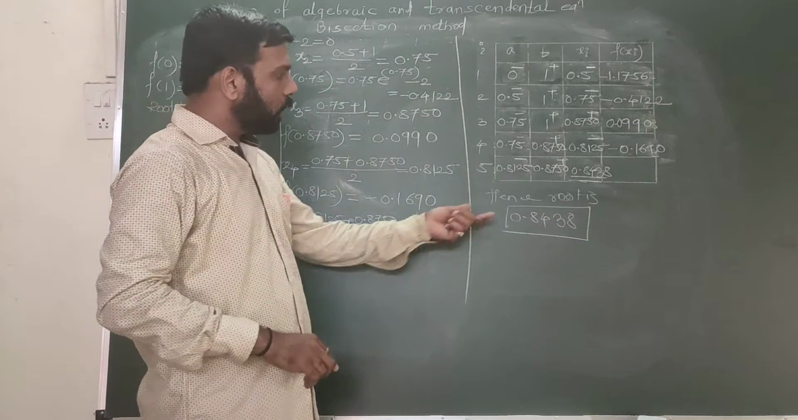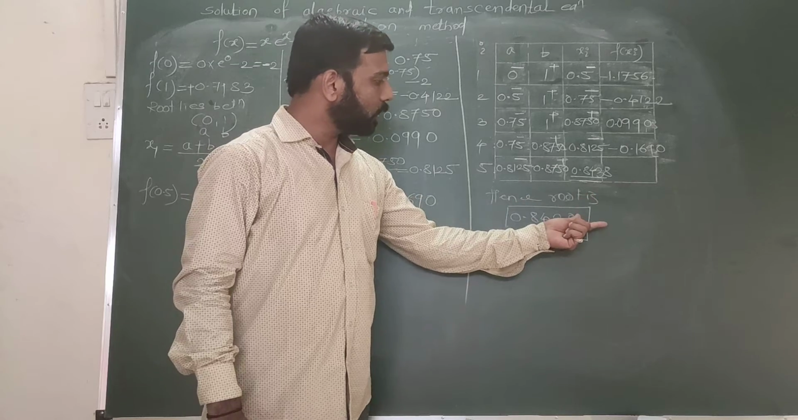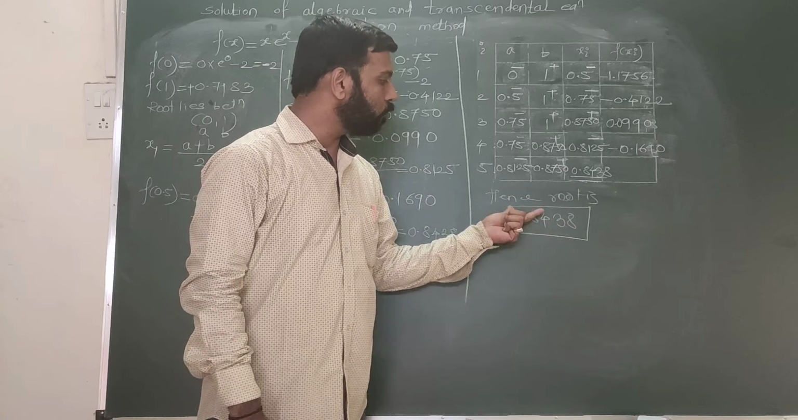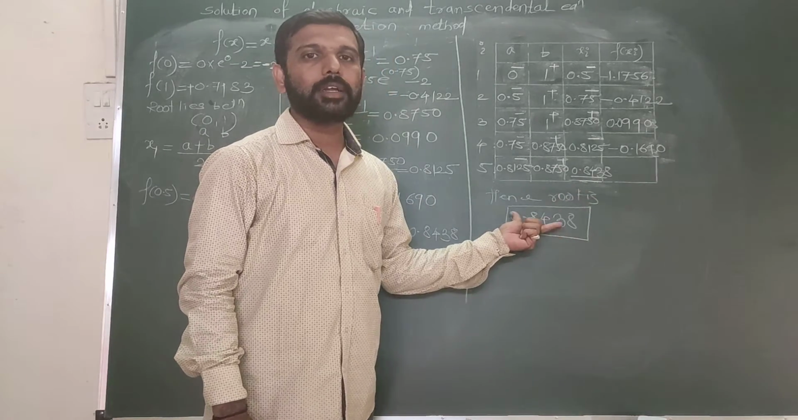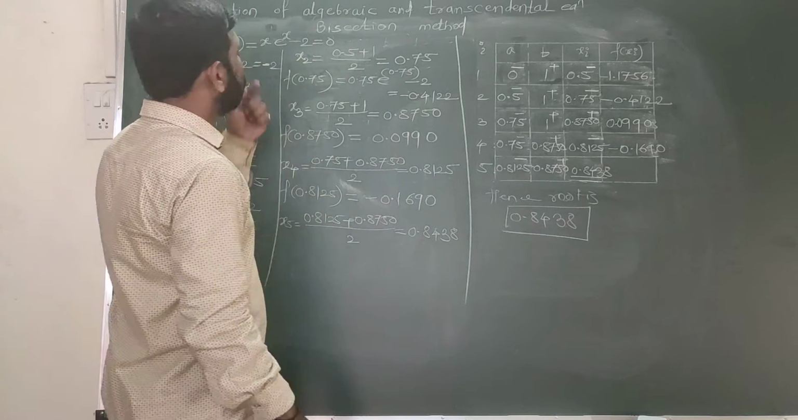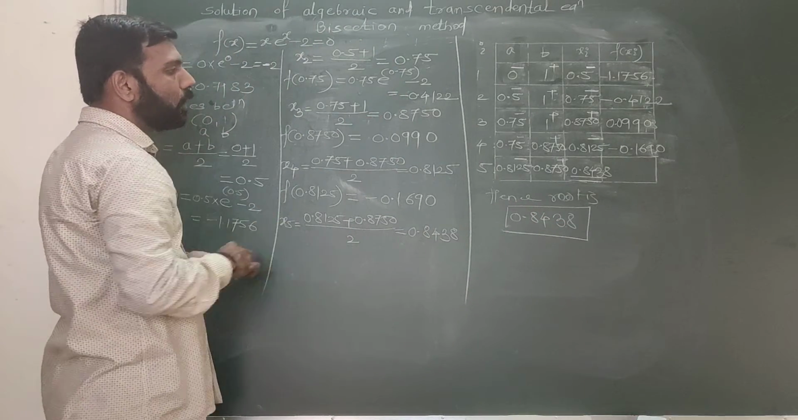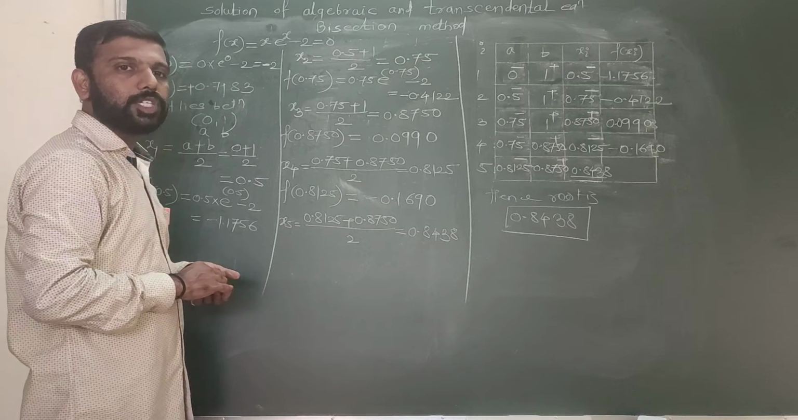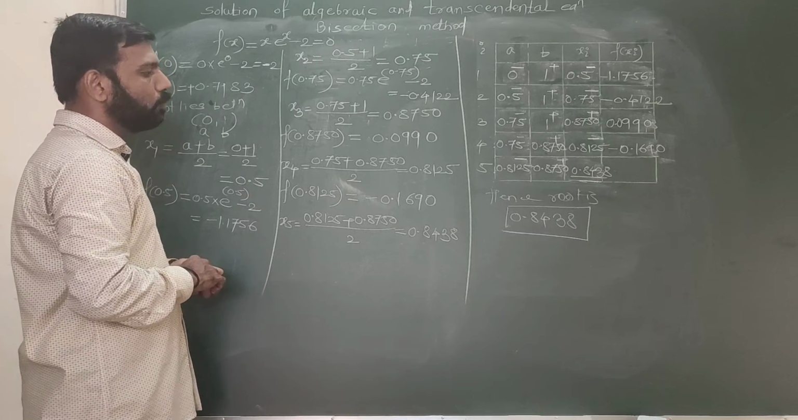Now if we calculate the next approximation, that is x6 or x7, the last value we assume is the root of that transcendental equation. So we discussed here a transcendental equation using the bisection method.